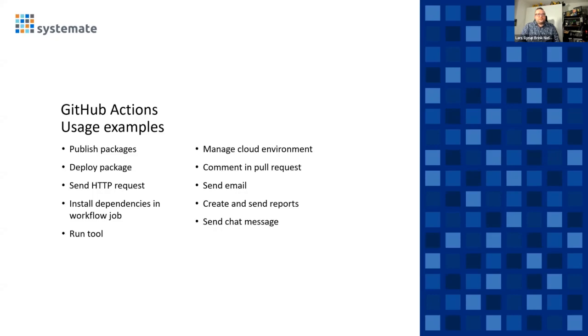You can manage your cloud environment. You can comment in a pull request. Remember all the different events. Like you can trigger a workflow when someone comments in a pull request, and you can make a bot that replies to them using a workflow. You could send an email. You could create and send a report to someone. You could send a chat message in Slack or Discord or Teams or whatever you're using. You could do this from a workflow, an action in a workflow on GitHub.